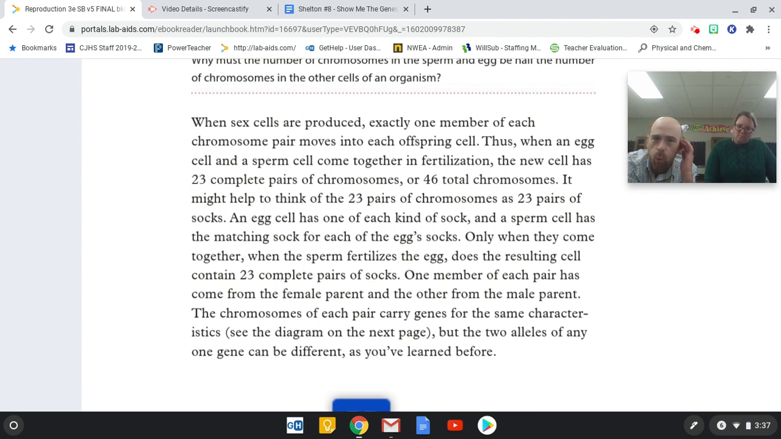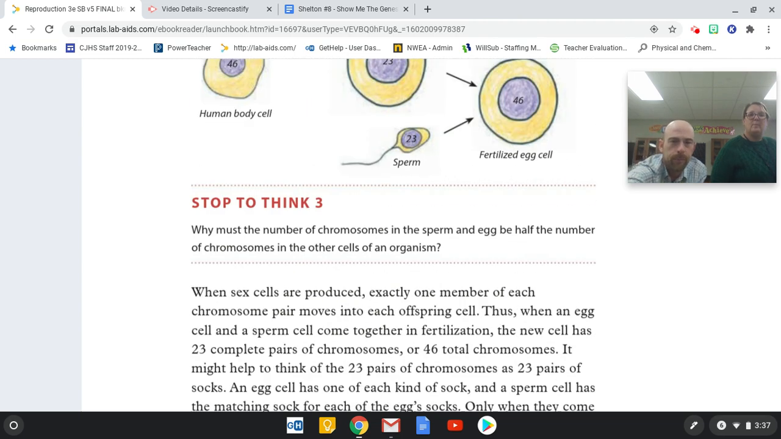An egg cell has one of each kind of sock, and a sperm cell has the matching sock for each of the egg socks. Only when they come together, when the sperm fertilizes the egg, does the resulting cell contain 23 complete pairs of socks. One member of each pair has come from the female parent and the other from the male parent. The chromosomes of each pair carry genes for the same characteristics. See the diagram on the next page. But the two alleles of any one gene can be different, as you've learned before.